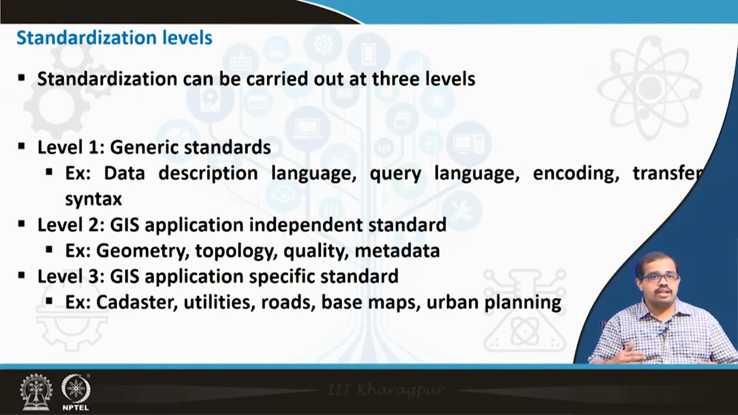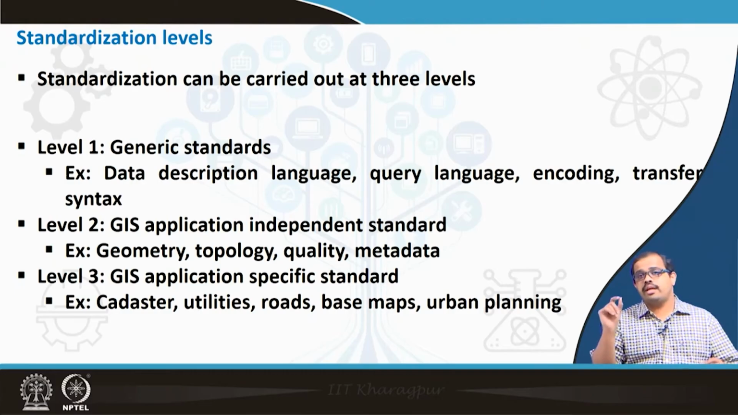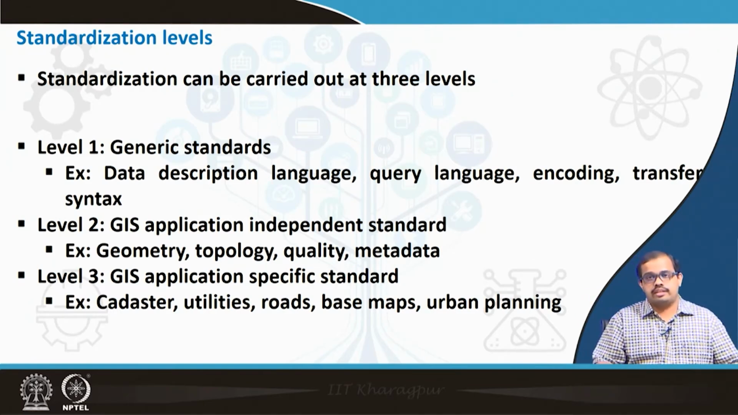When I say level 2 standardization, it means a GIS application independent standard, which means independent of a GIS application, this standard has to be maintained. When I use a data, this data should be compatible with all the GIS applications and all the applications that we may intend this data to be used. That is the level 2 GIS application independent standard. For example, standardizing the geometry, the topology, quality, metadata. So, these all come in the level 2 standardization.